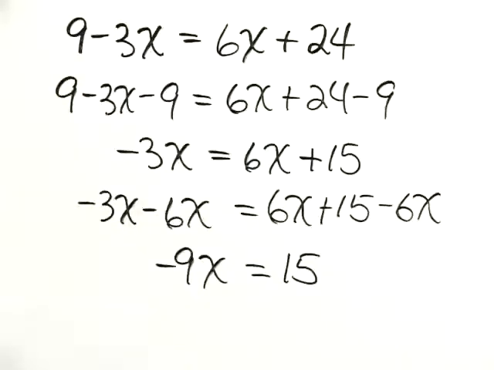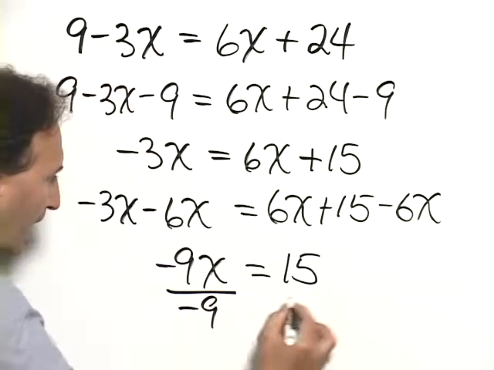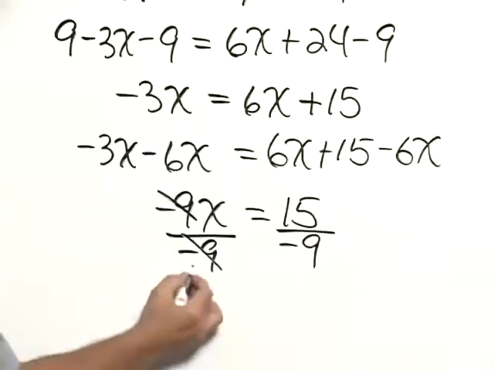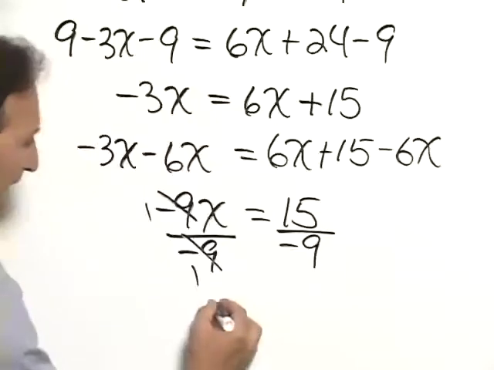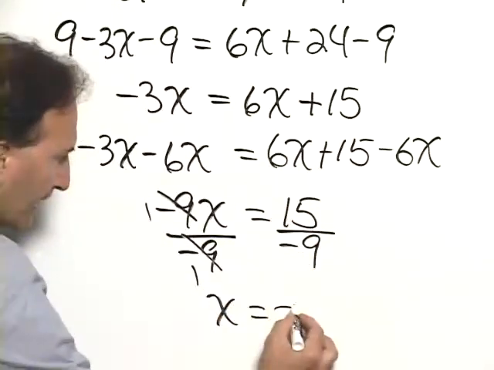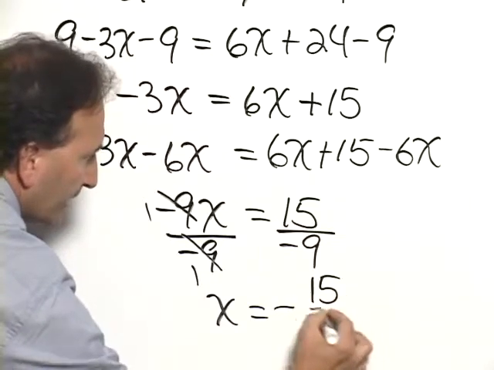Now we divide both sides by negative 9, the coefficient of the x. These, of course, cancel to 1, so we have x is equal to, and then a positive divided by a negative is negative 15 ninths.